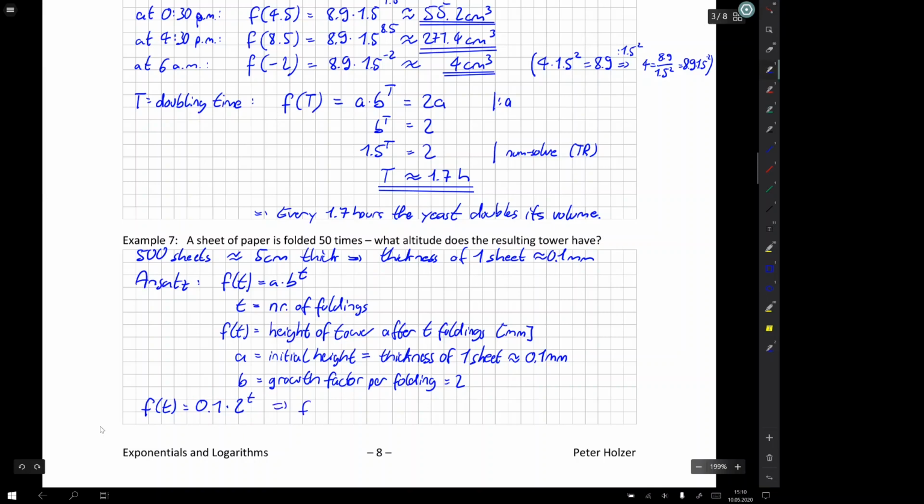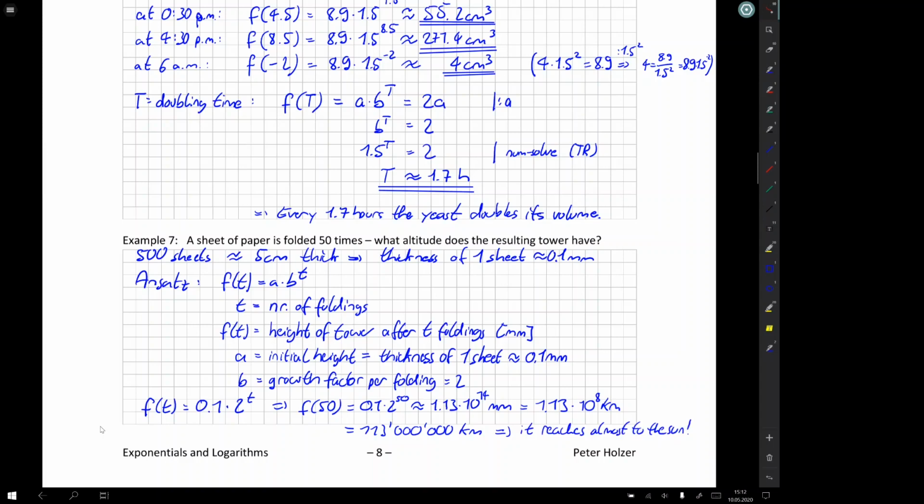We are interested in the height of the tower after 50 foldings, so f of 50. We get 0.1 times 2 to the power of 50, which is 1.13 times 10 to the power of 14 millimeters. To change that into kilometers, we reduce the exponent by 6, so we get 1.13 times 10 to the power of 8 kilometers, and that is 113 million kilometers. So that's almost the distance between the Earth and the Sun.